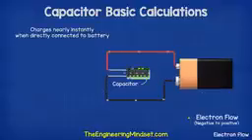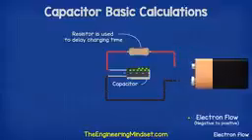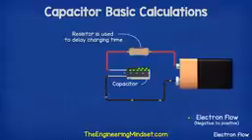Capacitors are charged nearly instantly when connected directly to a battery, but we nearly always use a resistor. This will delay the charging time, and later on in this video we'll see how to calculate that.